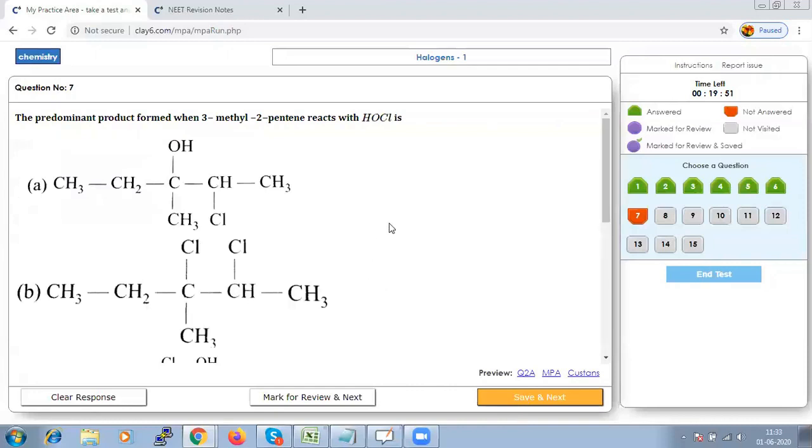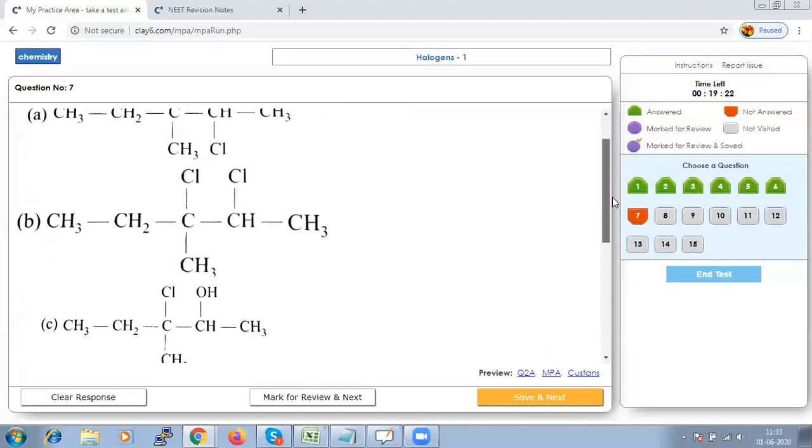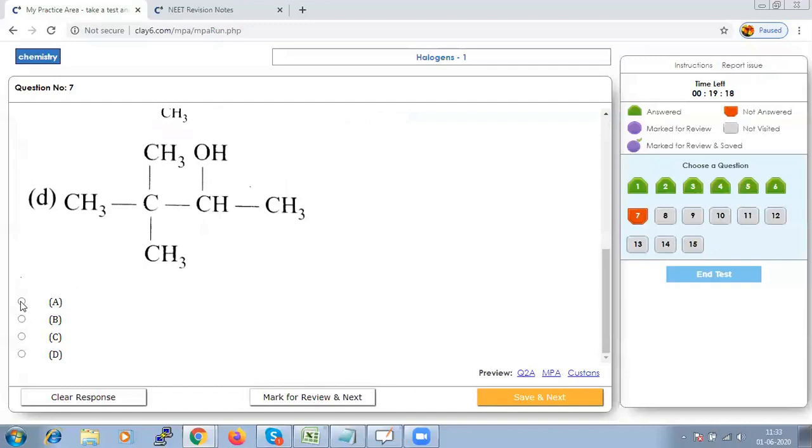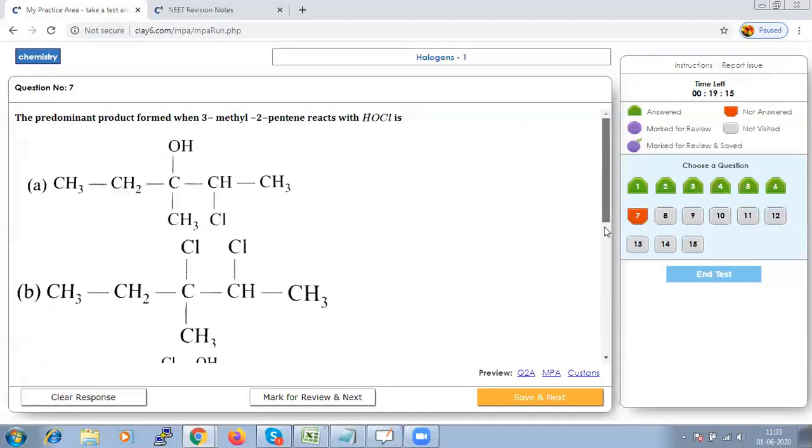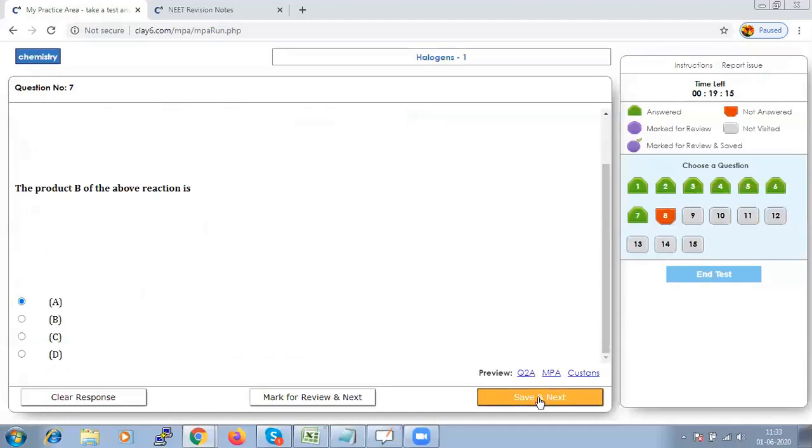The predominant product formed when 3-methyl-2-pentene reacts with HOCl. What is the predominant product? As we told you, whichever is the more substituted carbon, addition will take place according to Markovnikov's rule, in which the positive part goes to that carbon which is more hydrogenated. Hence we could say that option A will be the right one. This is just a reaction based on Markovnikov's rule. Save that and go to next.